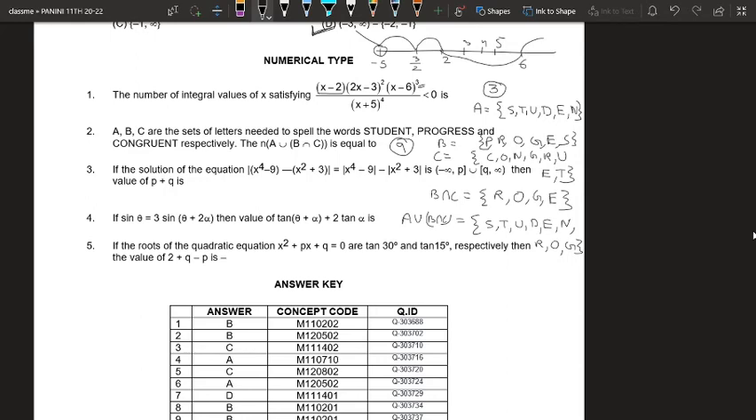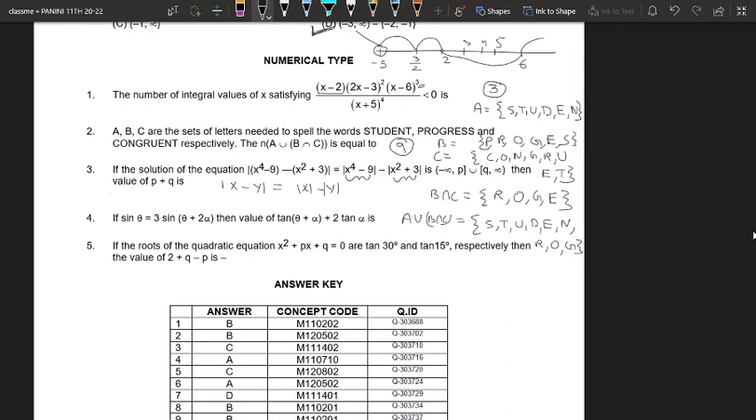If the solution of the equation is minus infinity to P and Q to infinity, then P plus Q is. Okay, so the problem is based on this concept: mod of x minus y is equal to mod x minus mod y. So in this problem, mod of x is x square minus 9, mod of y is this. So this right hand side should be greater than or equal to 0.